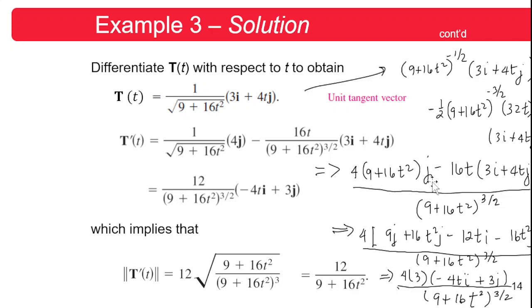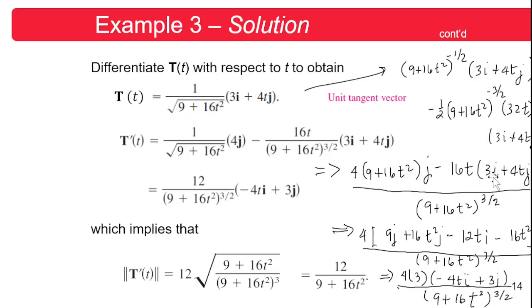So you have 4j times 9 plus 16t raised to the second power minus LCD divided by LCD is 1 times the numerator, which is negative 16t times 3i plus 4tj. Because 4 is common for both terms, by factoring this out, 9 plus 16t squared times j are the terms remaining. And then minus, we factor out 4 from 16, so this becomes 4t.